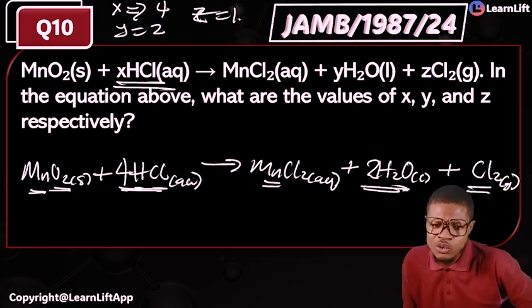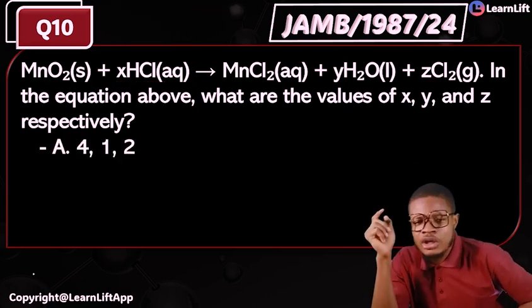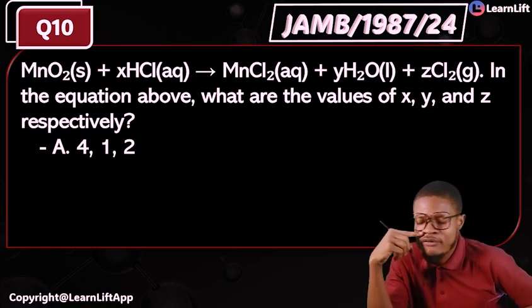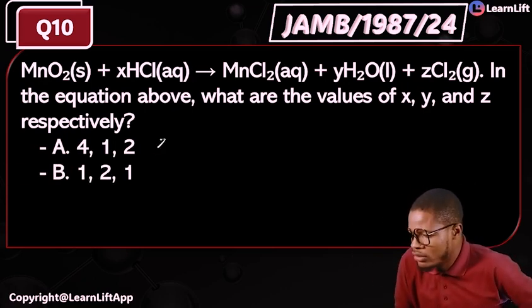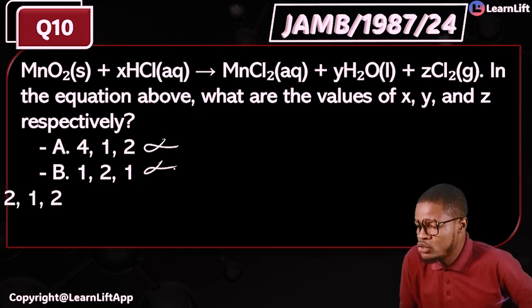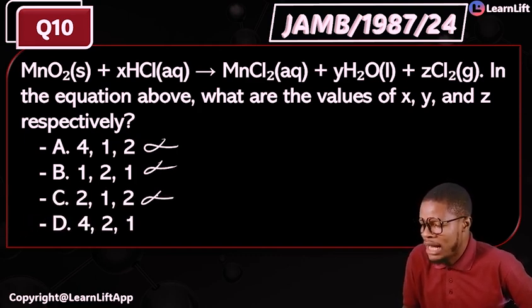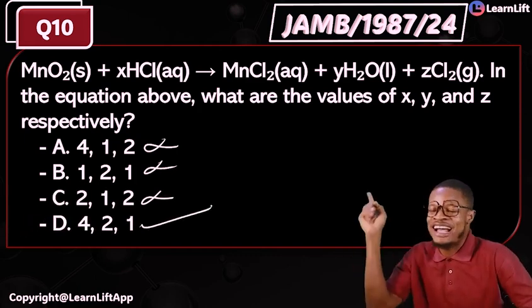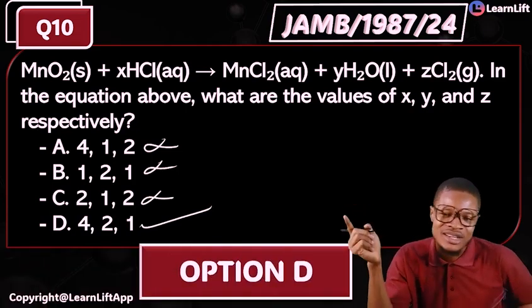Can we check out the one that is 421? Who is good to go? Let's go. Option A, 412. No, we are looking for 421. Option B, no. We are looking for 421. Option C, no. Option D, 421. What is the correct answer? 421. Option D is the correct answer.